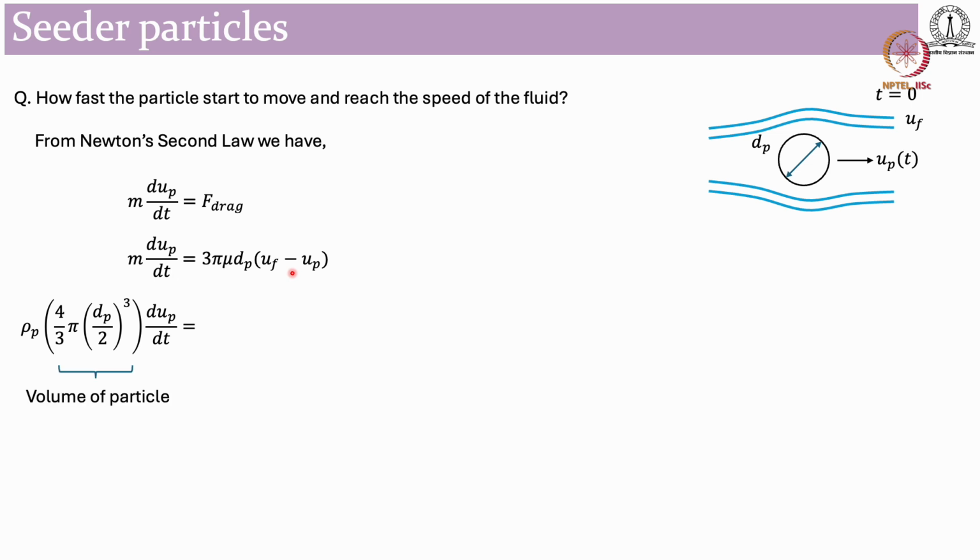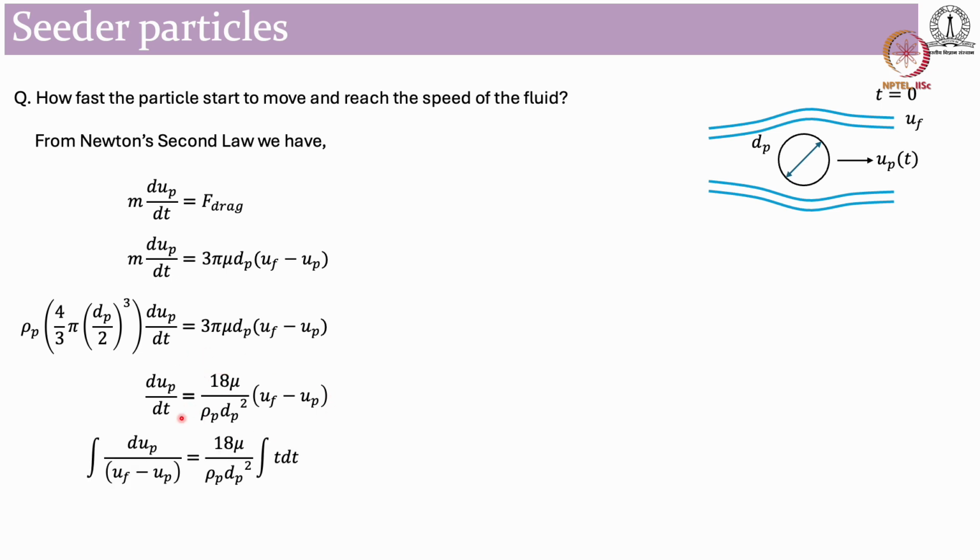On further solving this, you see that you can write the mass term as rho p, the density of the particle, into the volume of the sphere, 4 by 3 pi r cube, multiplied by du_p by dt, which is equal to the Stokes drag. On further solving this, you get something like this, where the rate of change of velocity is given by this term. Now you integrate both the sides like this, and you get the log of the relative velocity term is equal to the negative of this term plus an integration constant.